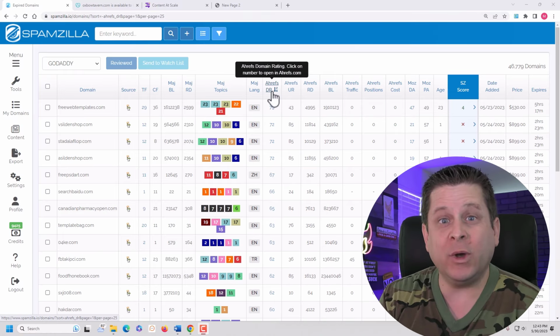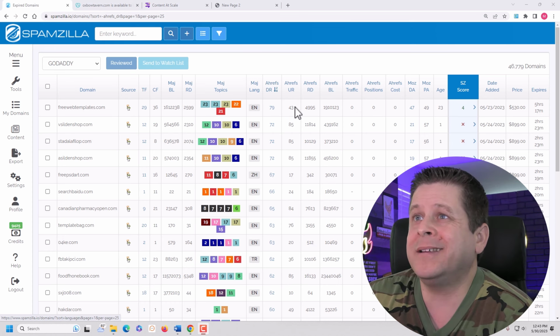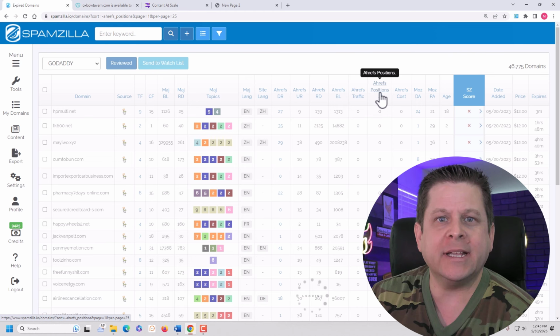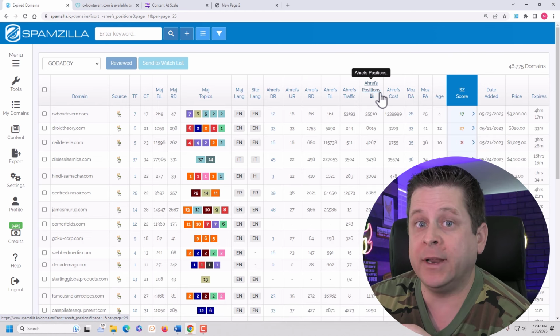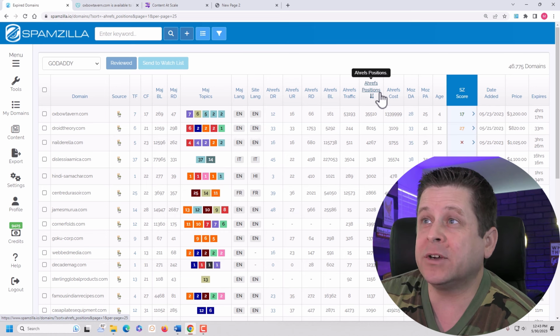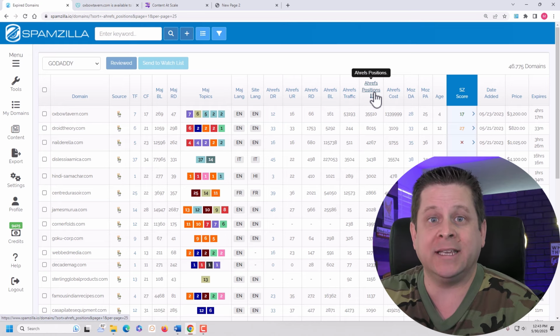It started off like any other day. I logged into Spamzilla to see what domains were available so that I can buy these domains and start making money. And normally what I would do here is click on either Ahrefs DR, which will give me the domain rating, so I could see which domains have the most power in Google, which is going to help me make a ton of money. Or sometimes I'll go over here to Ahrefs Positions to see how many search engine rankings each website has in Google.